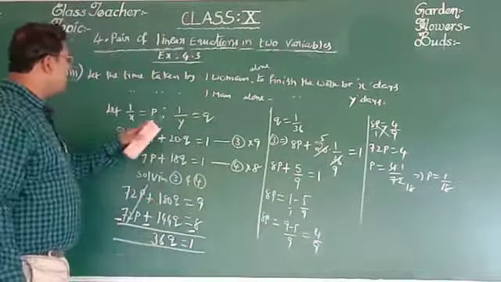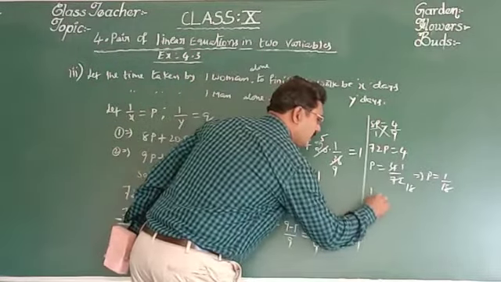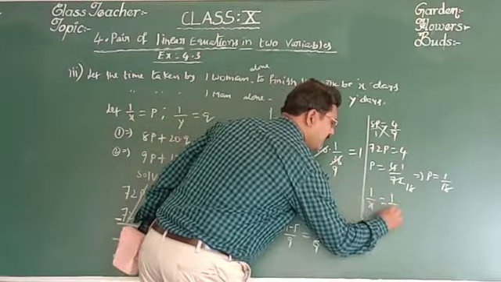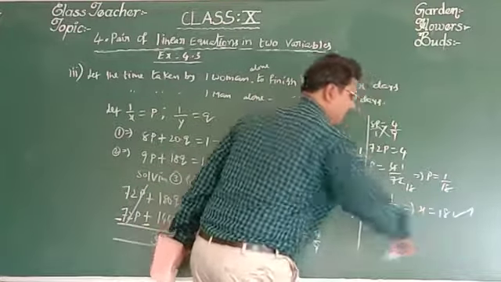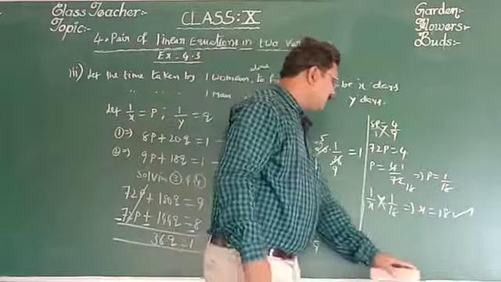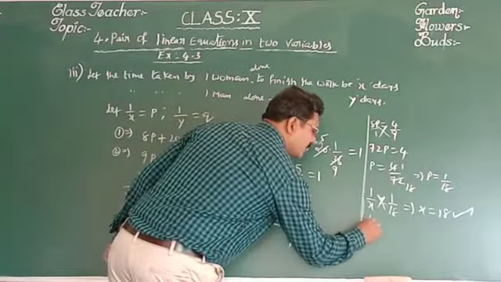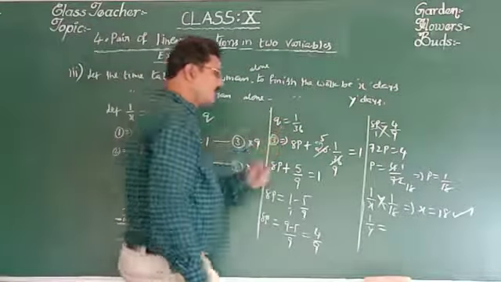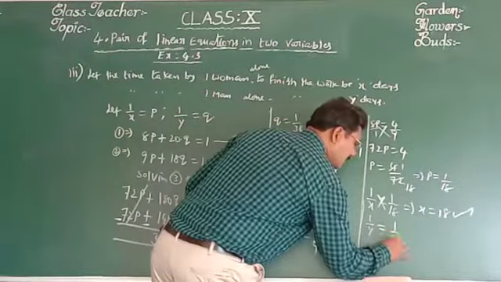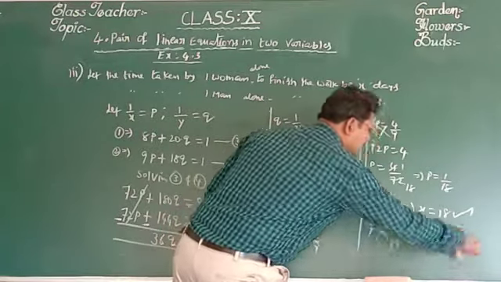Now again, what is P? 1 by X. Therefore 1 by X is equal to P, that means 1 by 18. By cross multiply, X is equal to 18. Next, same, 1 by Y is equal to Q. So 1 by Y is equal to Q, and Q is 1 by 36. Now by cross multiply, that implies Y is equal to 36.